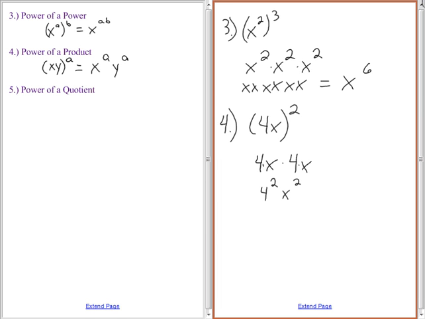Please note that there are parentheses around it. There are parentheses around it. This is not equivalent to 4x squared without parentheses, which means just my x's squared. There are no parentheses, so it does not include the 4. So be cautious of that.